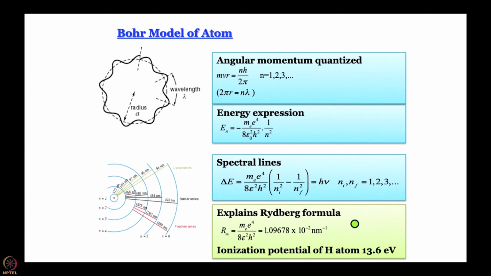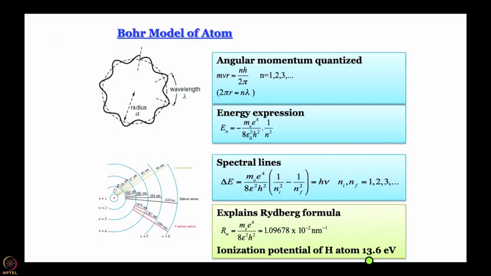1.09678 into 10 to the minus 2 per nanometer. It is precisely the same value that is obtained experimentally. That is the strength of Bohr theory, that we have this experimentally observed quantity which is so precise. Bohr theory can give you that value to the last decimal place.